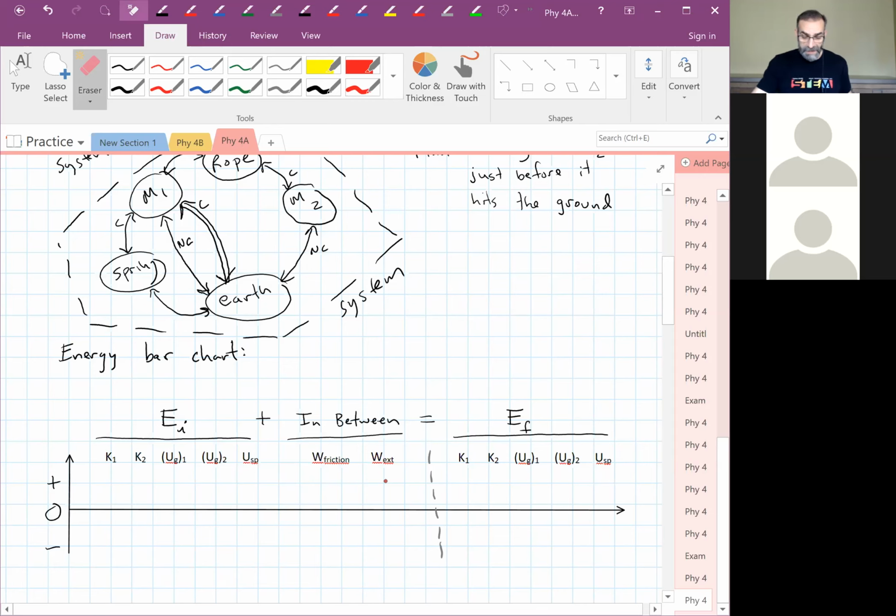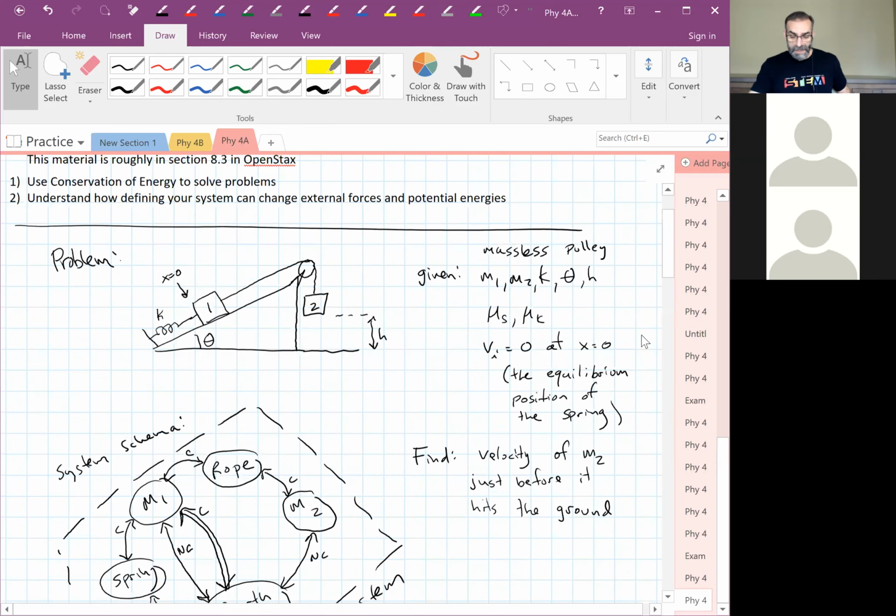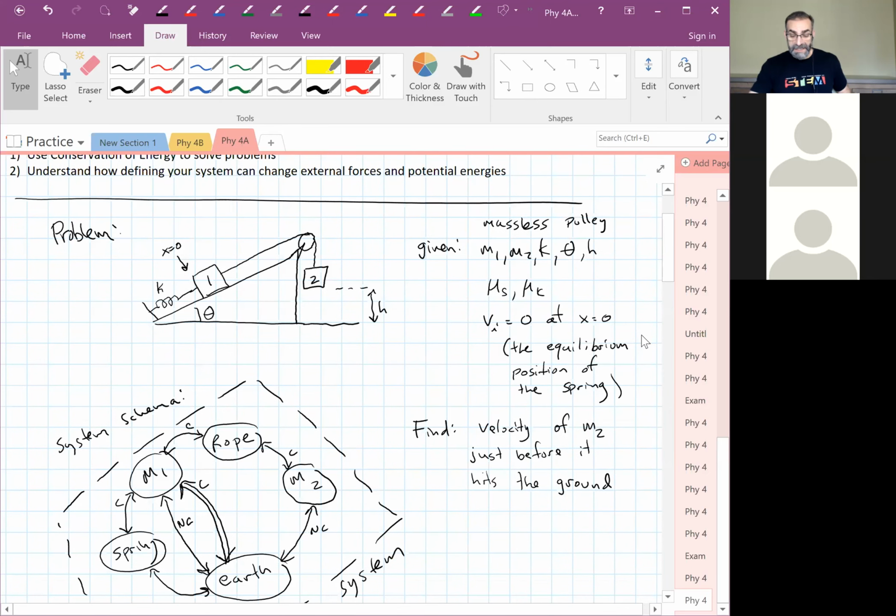So go ahead and fill in the bar chart as best you can, and then we'll talk about each term. Just to review, we're given all the masses, the spring constant, the angle, all of that stuff, and the fact that it starts from rest at the equilibrium position of the spring. The spring is not stretched or compressed at the beginning, but at the end, the spring is stretched, right? The spring gets stretched as M1 moves up the incline and M2 falls down toward the ground.